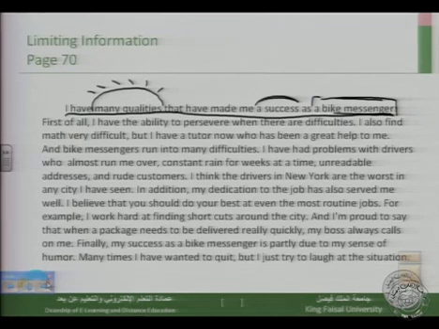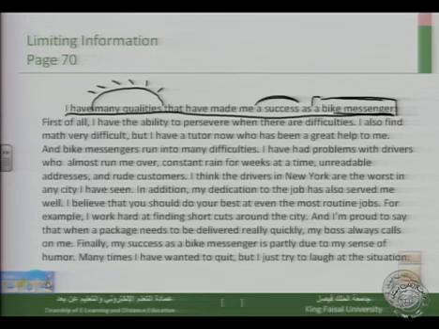Let's continue. First of all, I have the ability to persevere when there are difficulties. So here, a good quality for him is to persevere and to be patient when there are difficulties. I also find math very difficult, but I have a tutor now who has been a great help to me. What do you think? This third sentence is not relevant.